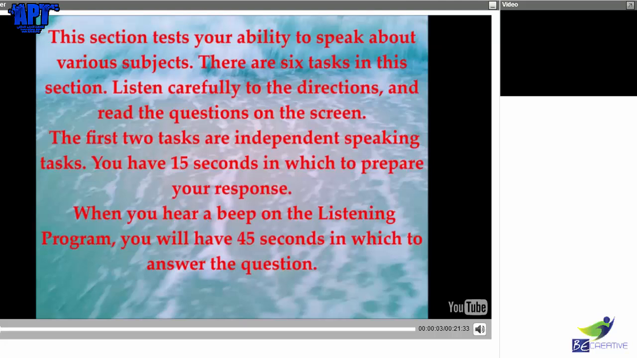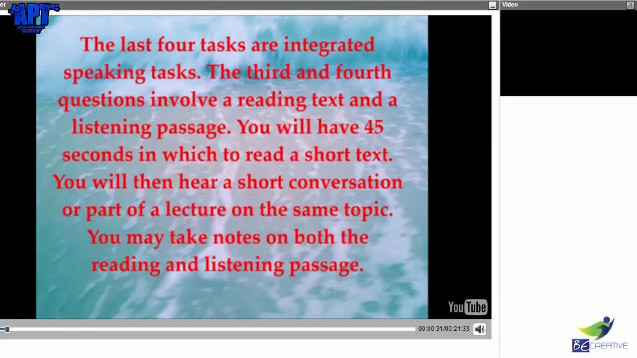This section tests your ability to speak about various subjects. There are 6 tasks in this section. Listen carefully to the directions and read the questions on the screen. The first 2 tasks are independent speaking tasks. You have 15 seconds in which to prepare your response. When you hear a beep on the listening program, you will have 45 seconds in which to answer the question.